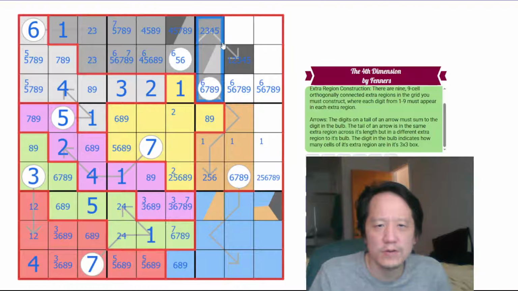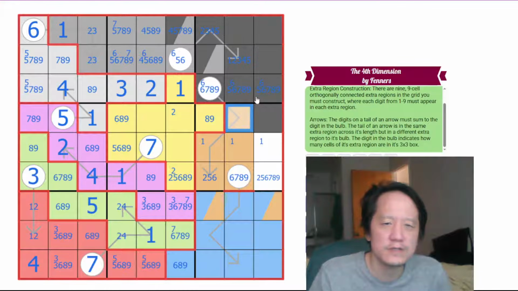And this would be 1, 2, 3, 4, 5, 6, 7, 8, 9 max here. So this cannot be dark. Dark can go all the way up to here, and that's it. Orange can go, so we have 9 here.